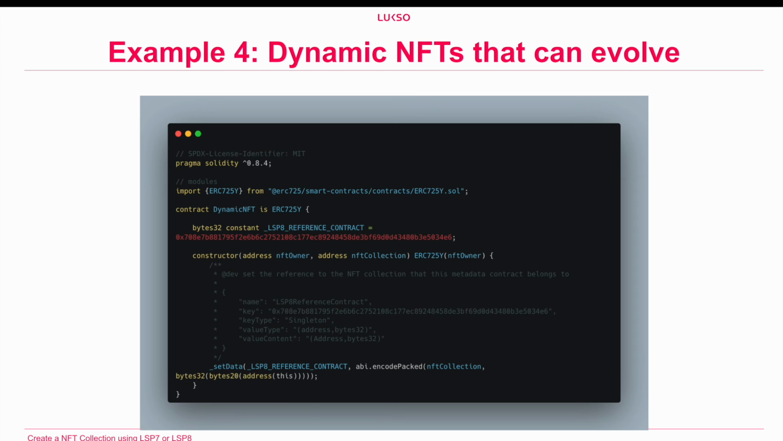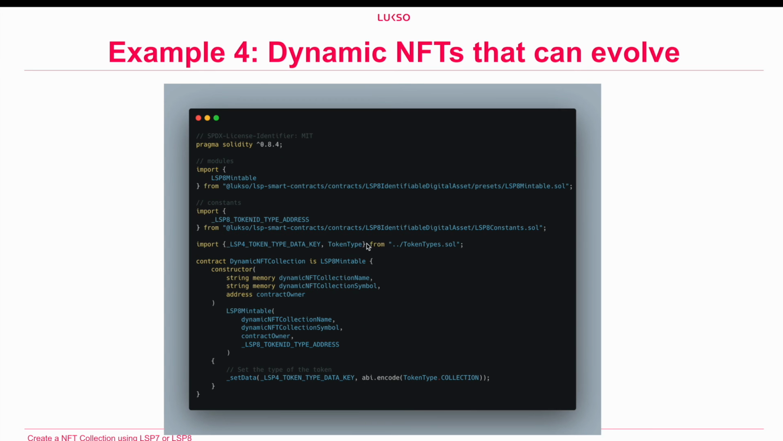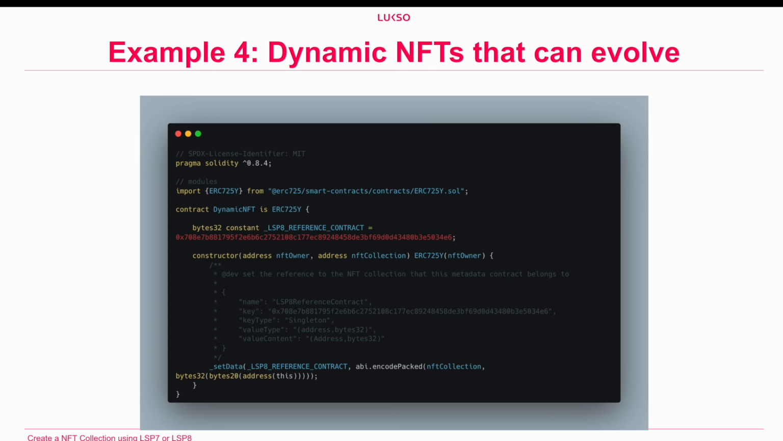So this way you can point backwards: when you query this NFT as a smart contract, you can know which collection it comes from. You can go both ways. You can check under this contract who owns which NFT, and the token ID will be at the address of this contract. And in this contract, the value stored under the LSP8 reference contract will be the address that this contract belongs to.